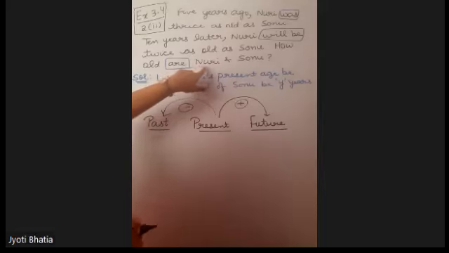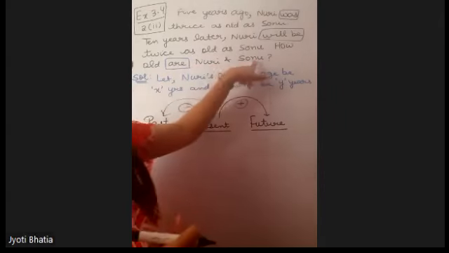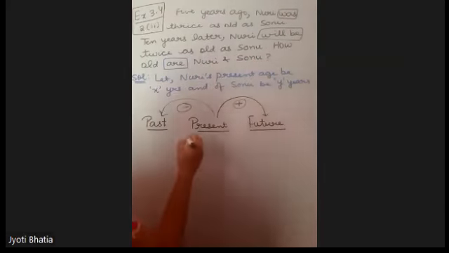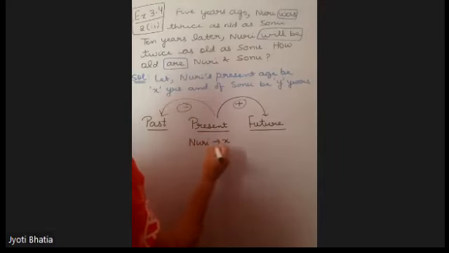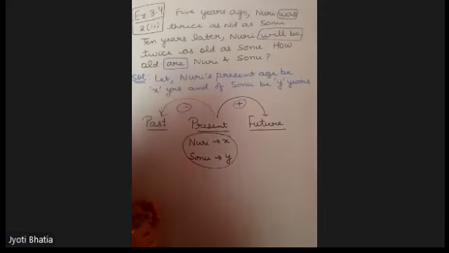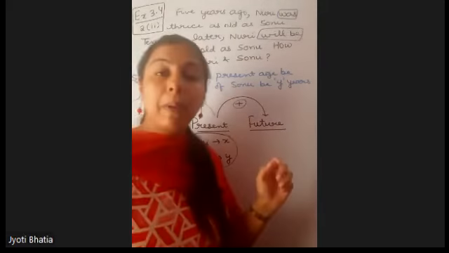Now let us look at the people in the question. We are talking about two people, Noori and Sonu. So let me say Noori's present age, let it be X years. And Sonu's present age, let it be Y years. Simple, we have defined this. Now let's read the question from the beginning.